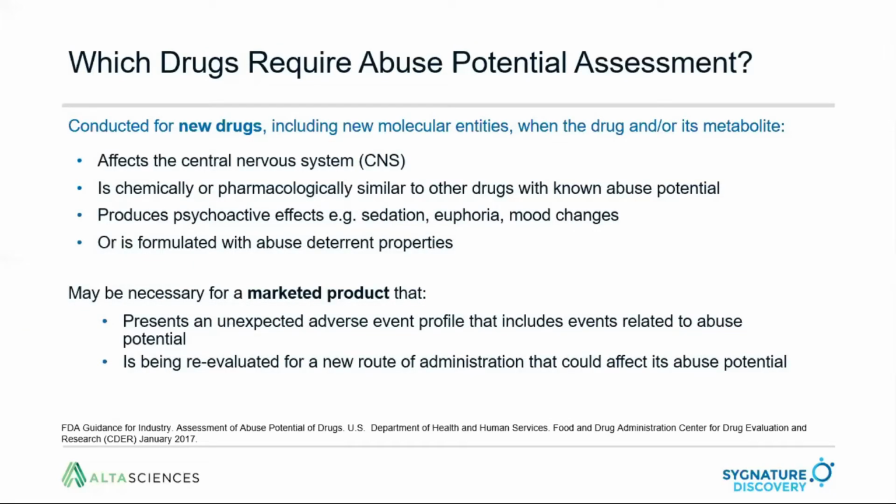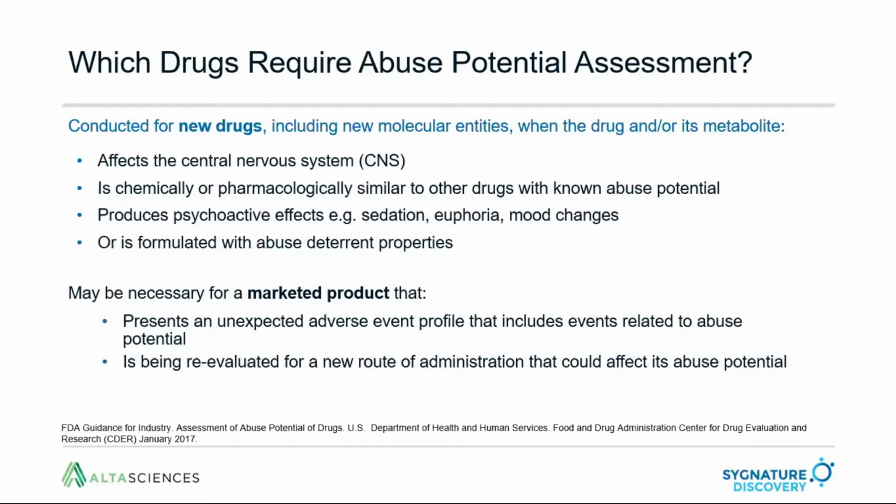Abuse potential evaluation is generally conducted for new drugs when the drug and/or its metabolite affects the central nervous system, if it's chemically or pharmacologically similar to other drugs with known abuse potential, if it produces psychoactive effects such as sedation, euphoria, amongst others, or if it's formulated with abuse deterrent properties. Abuse deterrent formulations follow another specific guidance that the FDA has issued.